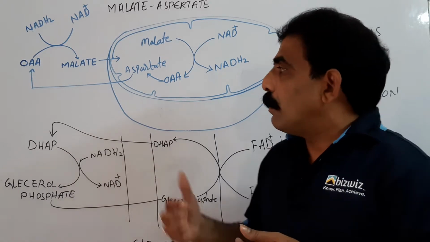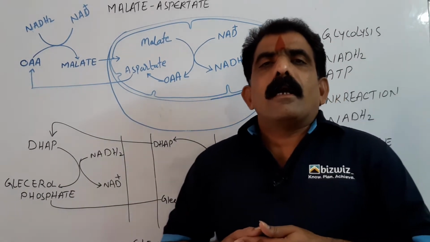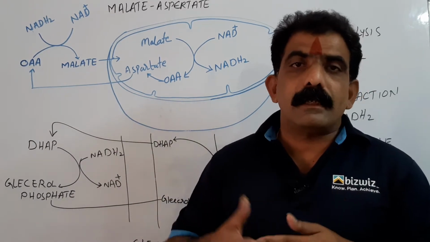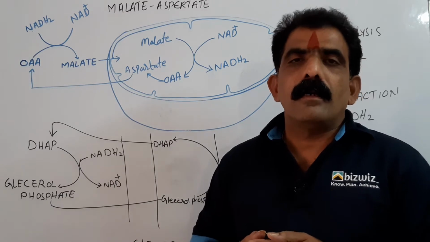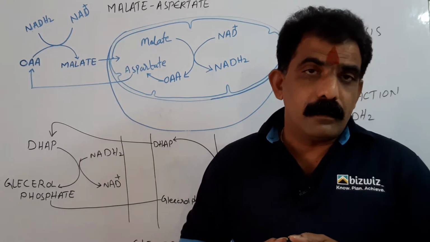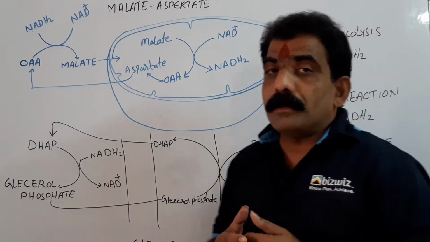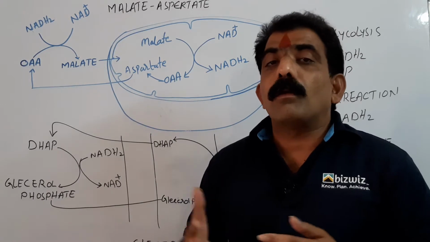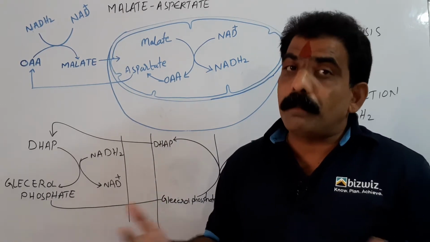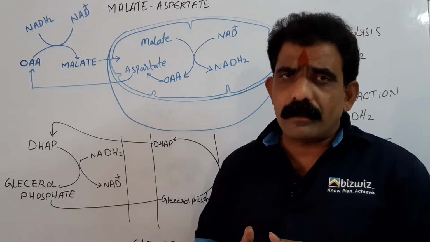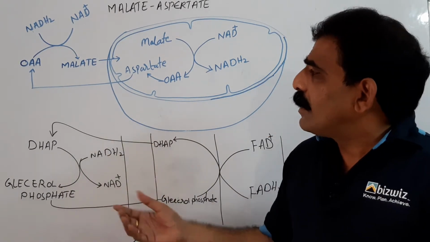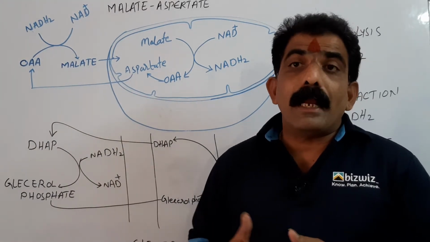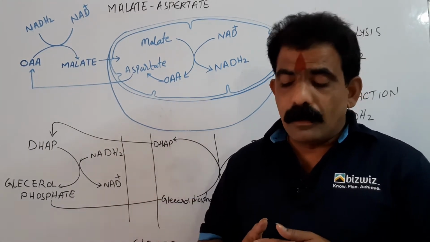cytoplasm. But in the case of eukaryotes, glycolysis takes place in cytoplasm, the Krebs cycle takes place in the mitochondrial matrix, whereas the electron transport system takes place on the inner mitochondrial membrane. Here the NADH2 which are produced in glycolysis should enter into the electron transport system to undergo oxidation, resulting in the formation of ATPs through oxidative phosphorylation. But the inner mitochondrial membrane is impermeable to NADH2 that are produced in cytoplasm.